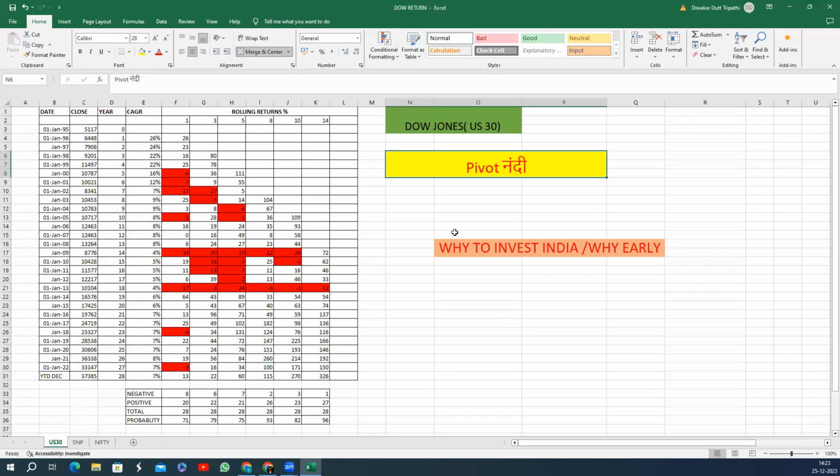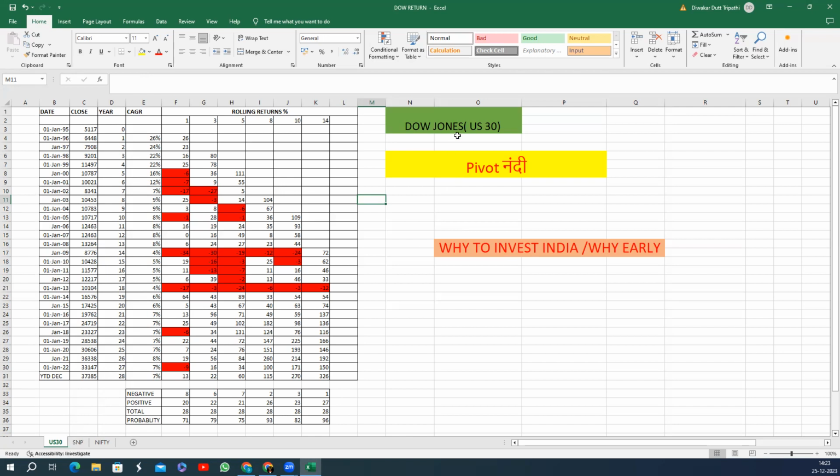We have taken a topic like why to invest in India and why we should start as early as possible. So you can see I've taken this Excel sheet, which I have made for you all to give you a clearer view for the investment, how long one should stay invested. And you can see I've taken three examples.